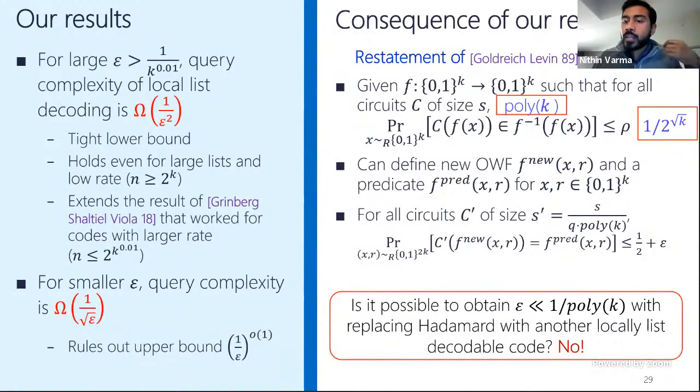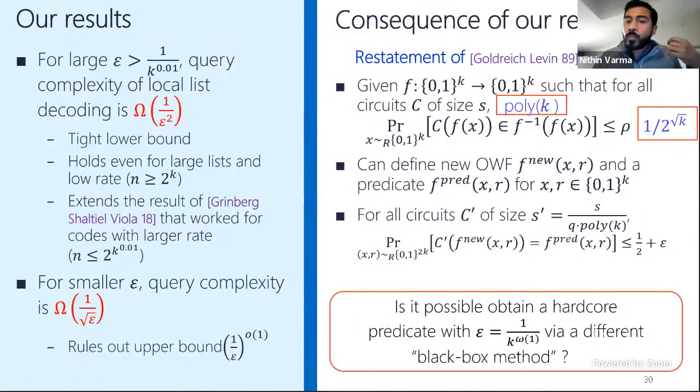Now, we also ask something much more general. So we ask whether maybe it is possible to obtain a stronger hardcore predicate via some completely different black box kind of method. And we again show that no, so we define a general class of black box methods for obtaining hardcore predicates and show that no, so you cannot really get very strong hardcore predicates by black box methods.